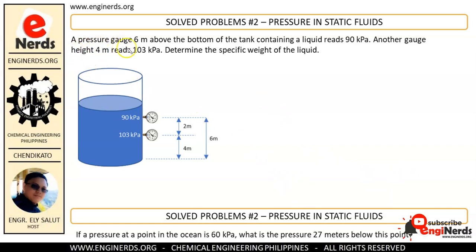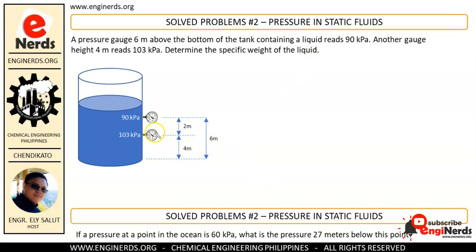A pressure gauge 6 meters above the bottom of the tank containing a liquid reads 90 kilopascal. Another gauge, at a height of 4 meters, reads 103 kilopascal. Determine the specific weight of the liquid.